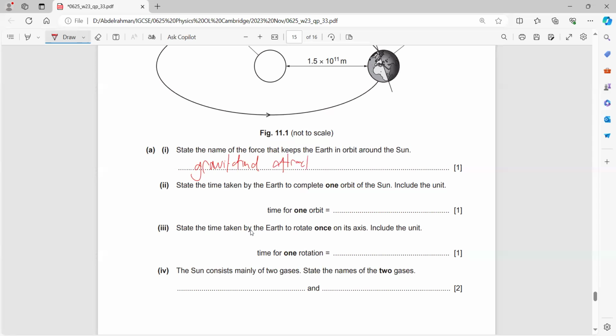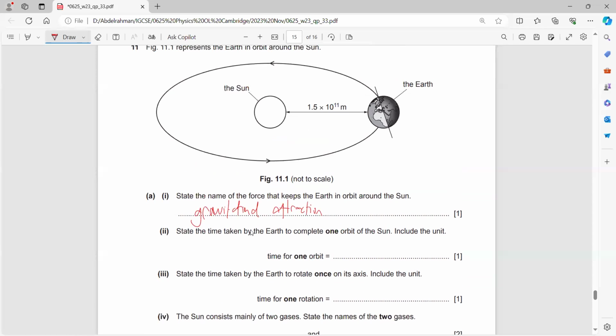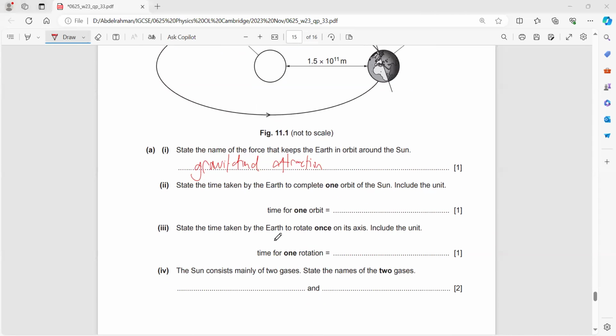State the time taken by Earth to complete one orbit of the Sun. We know the time taken for the Earth to complete one orbit around the Sun. What is it? 365 days. Correct. It's not necessary to write the quarter, 0.25. If you write down 365.25 it's okay, but it's not a must.